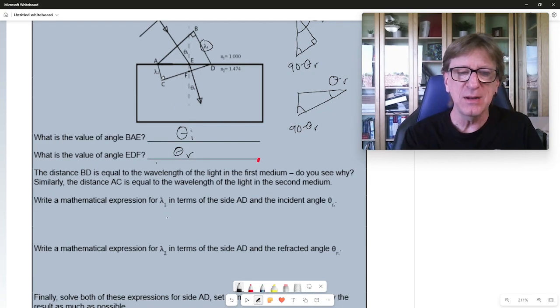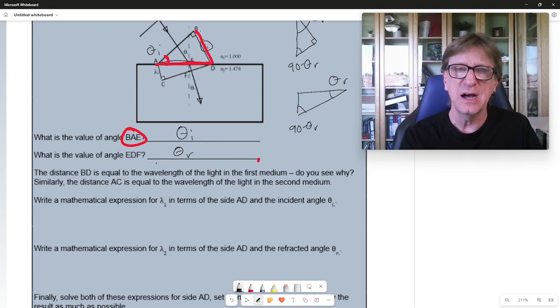So we want to write a mathematical expression for lambda 1, this one right here, in terms of the side AD, which is right here. Let me do that in red so that we can see it. In terms of this side, and the incident angle, theta I. Now don't be fooled here. Yes, this is the incident angle, but the whole reason we found this BAE, this angle right here, is that we found that that angle is also theta I. And that makes it a little bit easier to do this triangle.